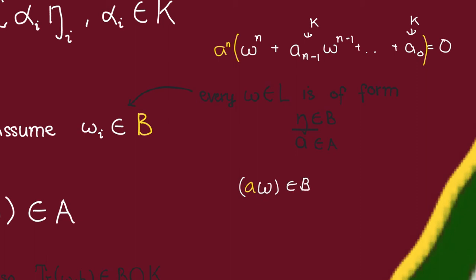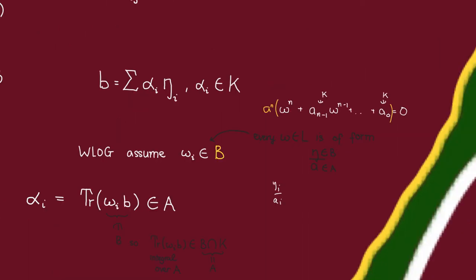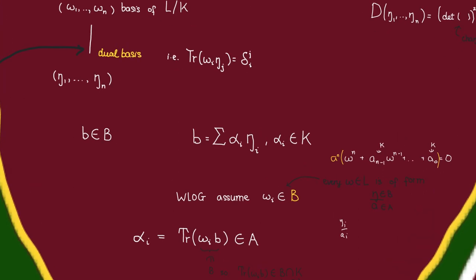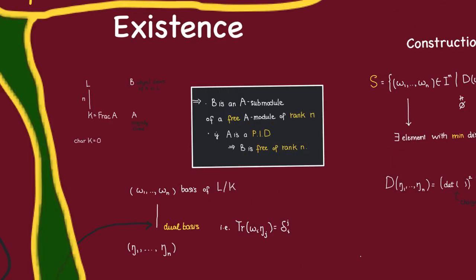And thus every element ω in L is going to be of the form something in B divided by something in A. And if η_i over a_i is the basis of L over K, right, then since a_i lies in K, this η_i must also form a basis of L over K, and thus we can choose a basis of L over K completely lying in B. Thus we have shown that B must lie inside a free A-module of rank n. And again, in the case when A is a PID, then B is going to be free of rank n.